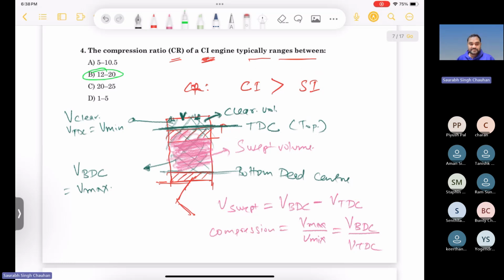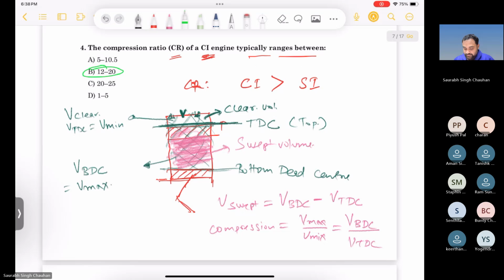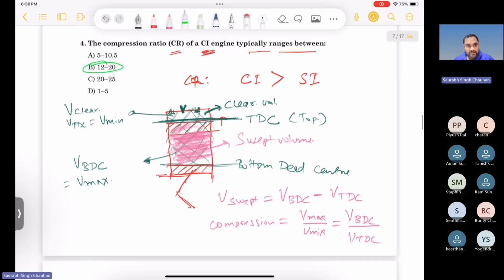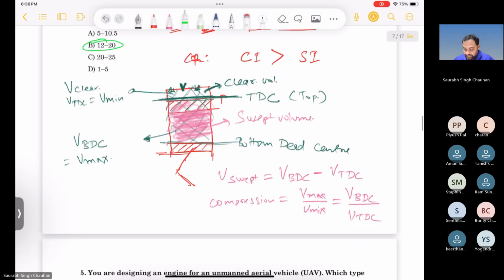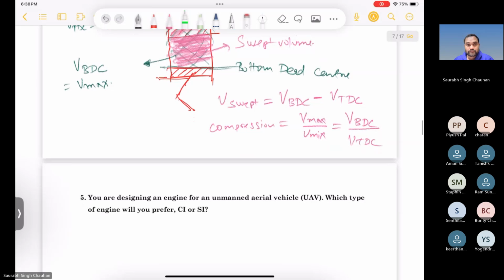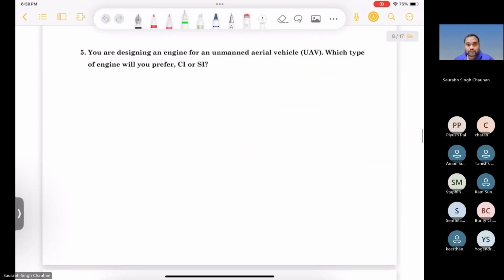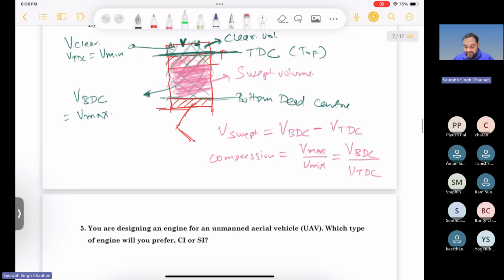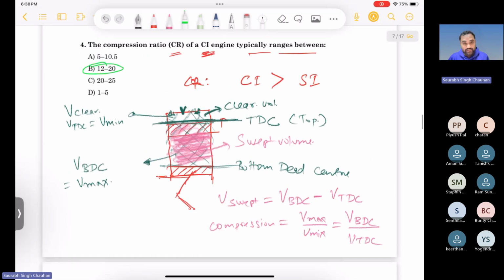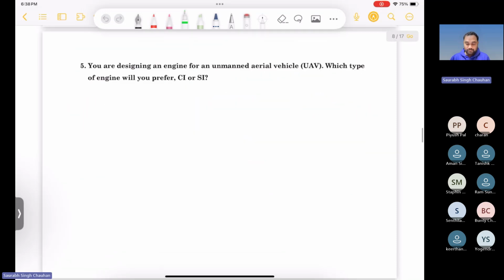so these are the ranges. Okay, if there is any doubt, then question number 4, then please. If there is no doubt, then we will move to the next question.